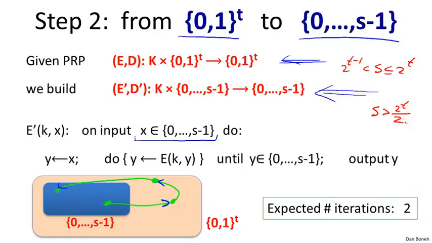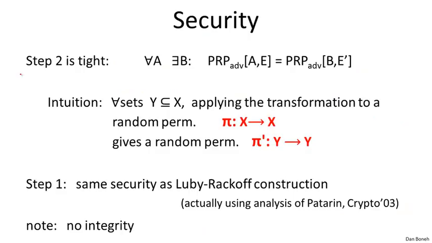So the answer is we're going to need 2 iterations, so really just a small constant number of iterations, and so this will give us a very, very efficient mechanism that will move us down from 0,1 to the t to 0 to s minus 1. Now when we talk about security, it turns out this step here is tight. In other words, there is really no additional security cost to going down from 2 to the t to 0 to s minus 1.